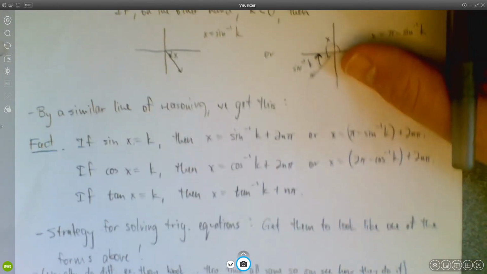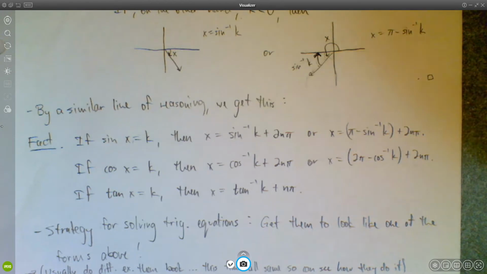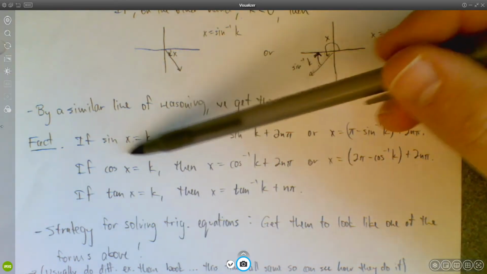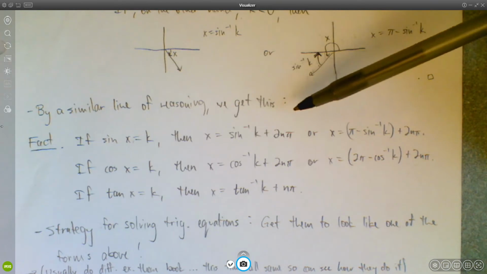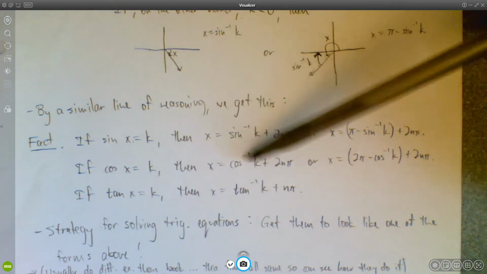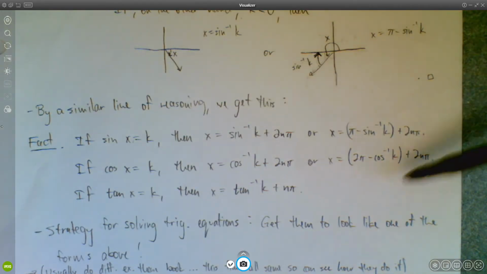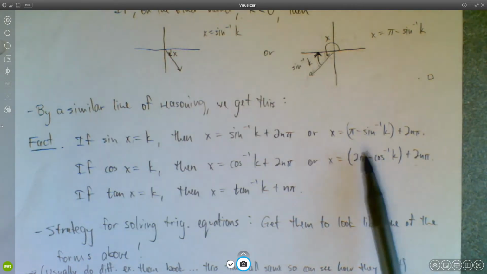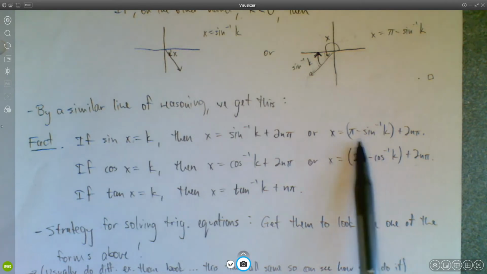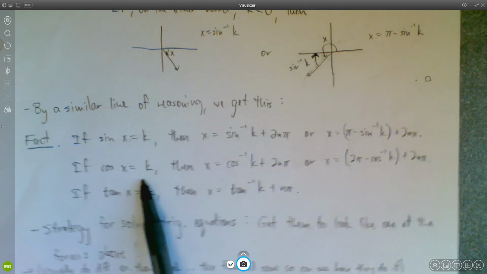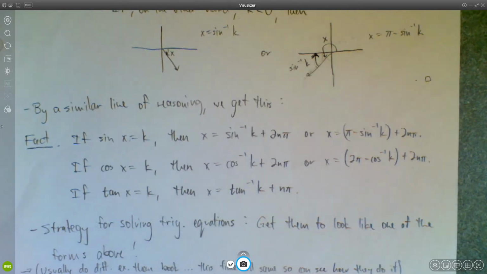But anyway, we can go through a similar line of reasoning for cosine and tangent, and we get similar but not exactly identical rules. For equations of the form cosine x equals k, we get two sets of solutions: x equals cosine inverse of k plus 2n pi, or x equals 2 pi minus cosine inverse of k plus 2n pi. Notice the difference. For a sine x equals k situation, the other solution is pi minus sine inverse of k. For the cosine x equals k situation, the other solution is 2 pi minus cosine inverse of k.